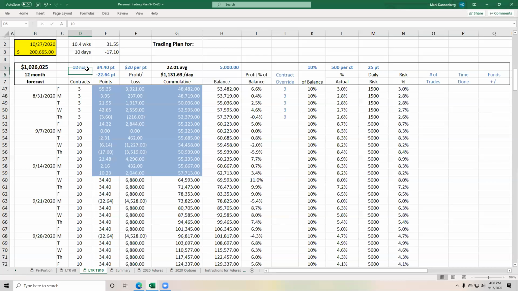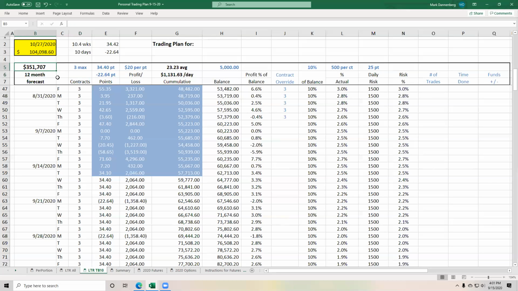This number of contracts should never be adjusted from a very conservative number until you are 100% confident in how you established your run rate. So I'm going to put that back to 3, and I'm going to leave the forecast at 351,000 over the course of 12 months, and I think that that's a very realistic forecast.